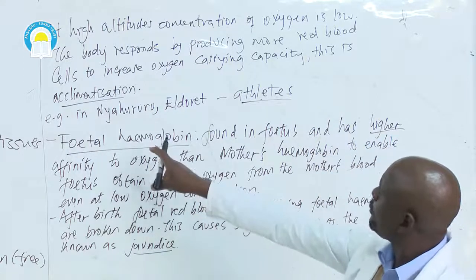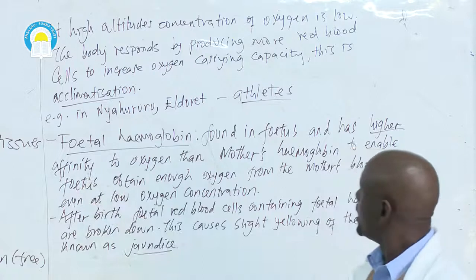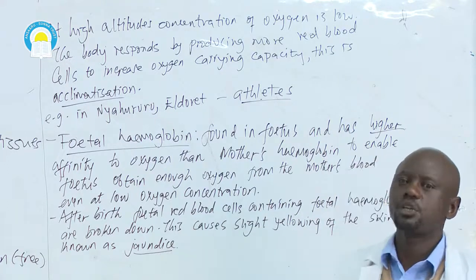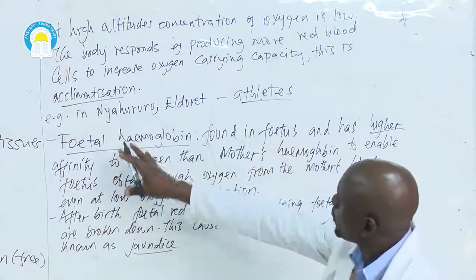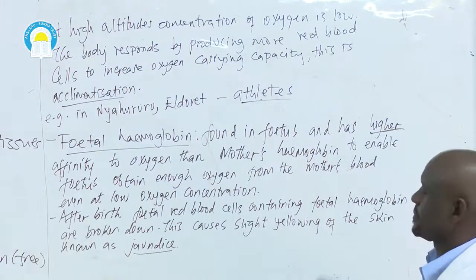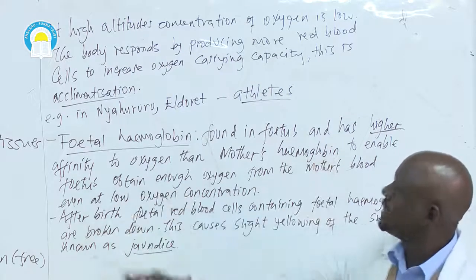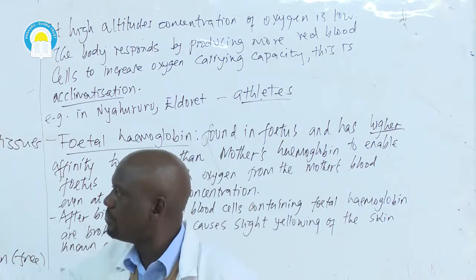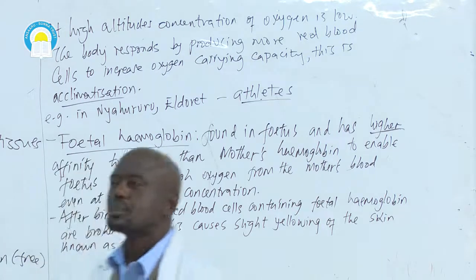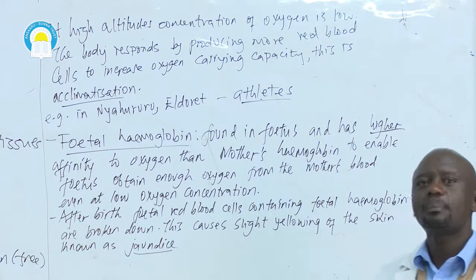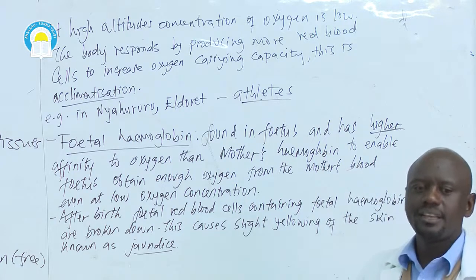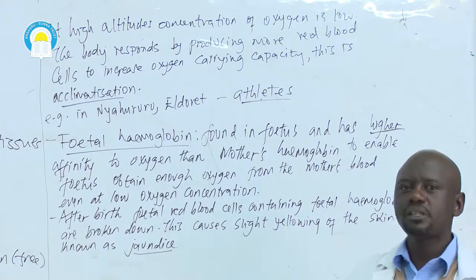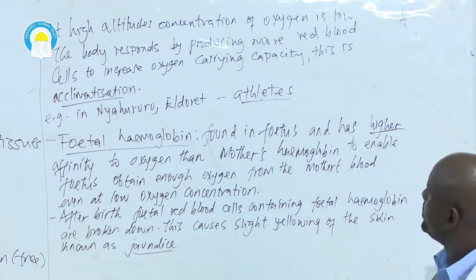Now, there is another type of hemoglobin known as fetal hemoglobin. Fetal hemoglobin is found in the fetus. Fetuses develop inside the mother's uterus. So the fetal hemoglobin has a higher affinity to oxygen. That is, it will combine more readily with oxygen than the adult hemoglobin that we mentioned here. And that means that even if the mother supplies low oxygen concentration, the fetus will pick enough oxygen, and this will ensure that the processes that take place in his or her body will be okay.